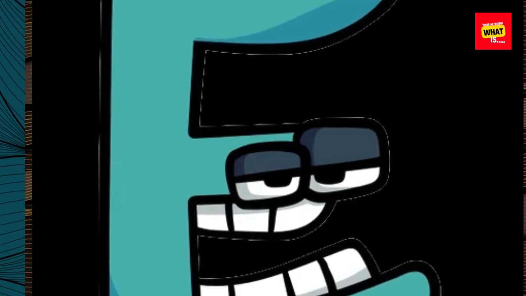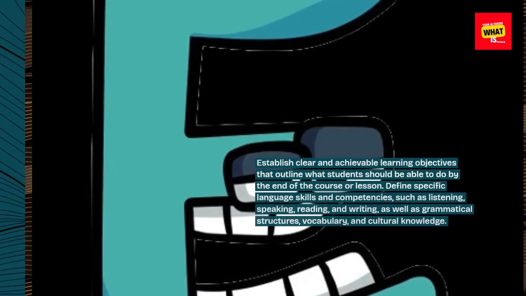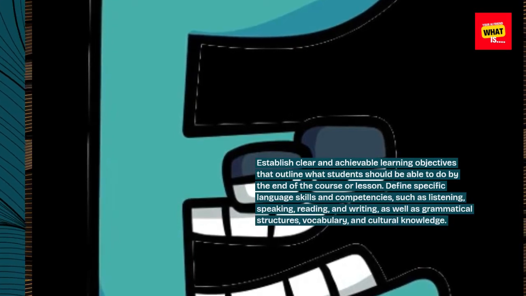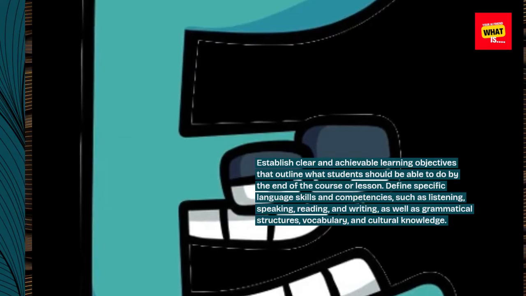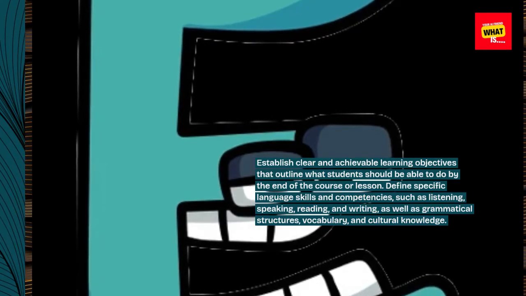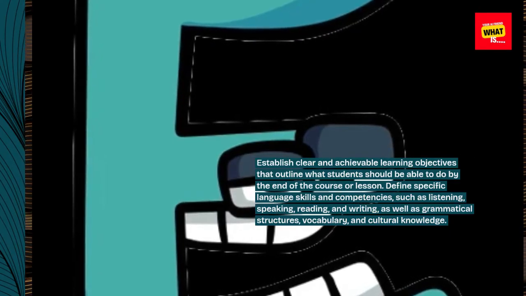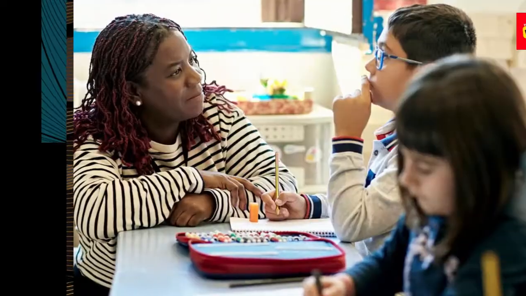Set clear learning objectives. Establish clear and achievable learning objectives that outline what students should be able to do by the end of the course or lesson. Define specific language skills and competencies, such as listening, speaking, reading, and writing, as well as grammatical structures, vocabulary, and cultural knowledge.